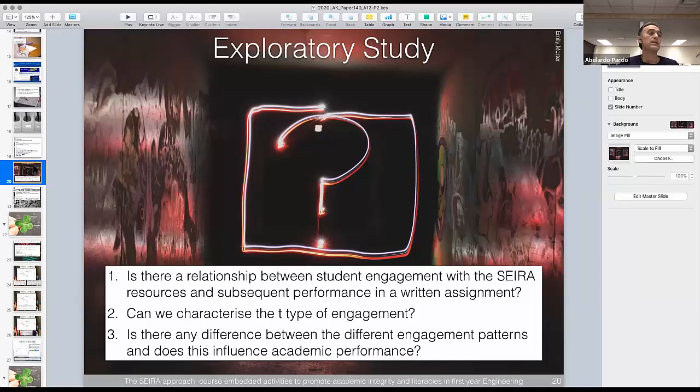The second one is if we can characterize the type of engagement, even though there are two Ts there, it's only one. And if there is any difference between the different types of engagement patterns, and does that influence the academic performance? Those are the three research questions we wanted to explore.